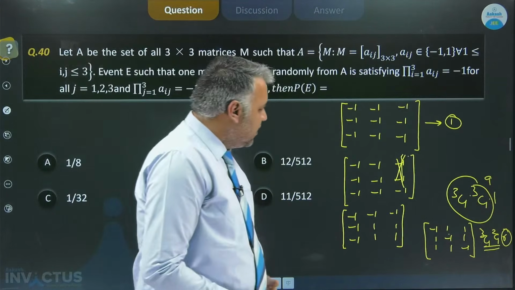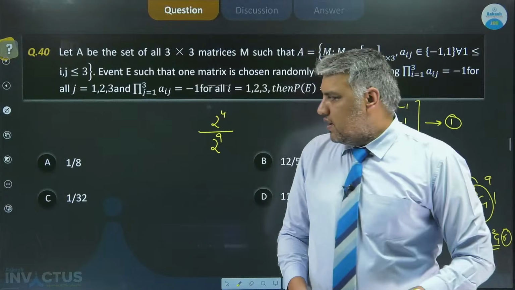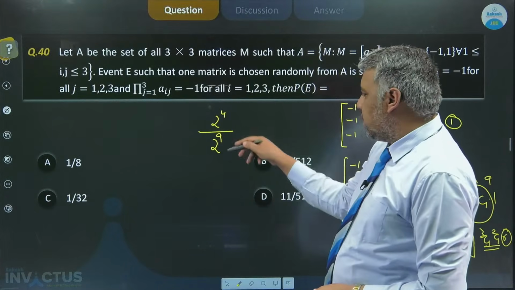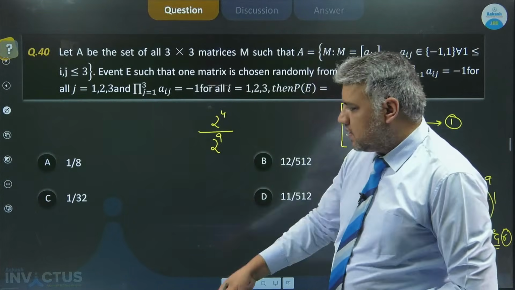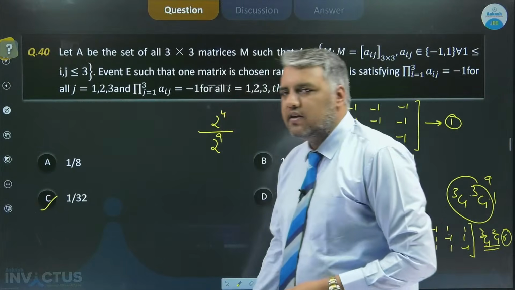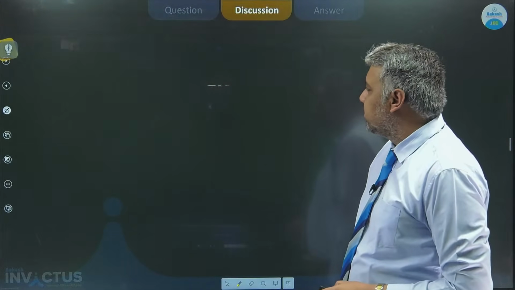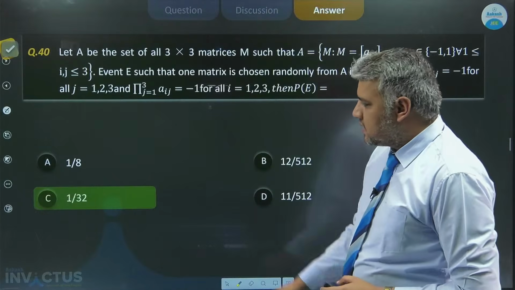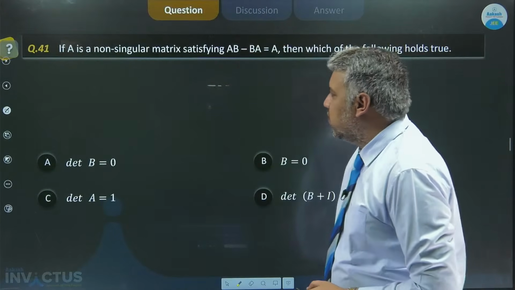This is the probability of event E. And this is 1 upon 2 power 5. That means 1 by 32. So C must be the correct answer. Let's see. Yeah, C is the correct answer. Let's move on to the next question.